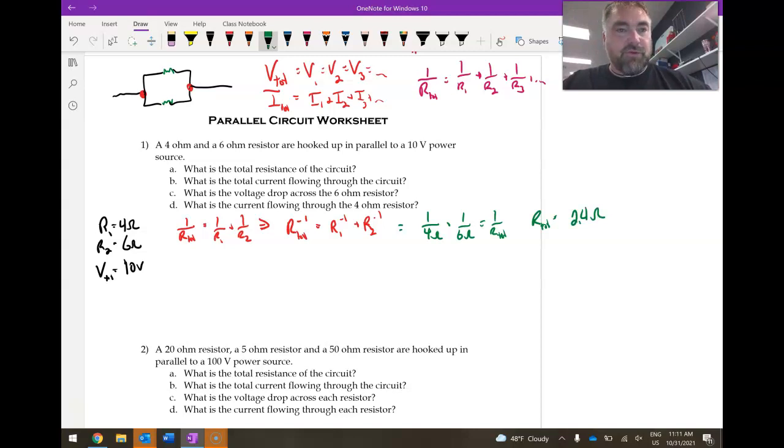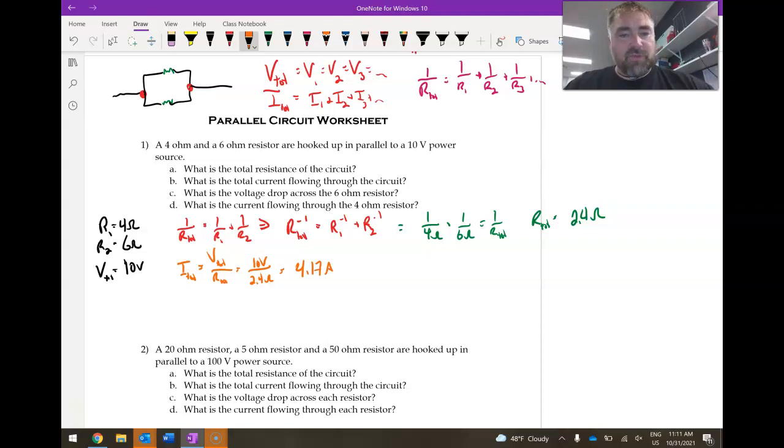Then in part B, what's the total current? Okay, the same rules apply as in series. If we want to have I total, I have to have the subscripts all be the same. So I'm going to use Ohm's law, but I have to use V total and R total in this case. So my V total, that's 10 volts. R total, that's 2.4 ohms. And so when I get that, I'm going to get 4.17 amps. And I think it's 4.1666666 going on and so forth, so I rounded to 4.17.